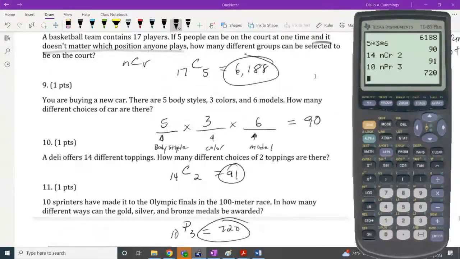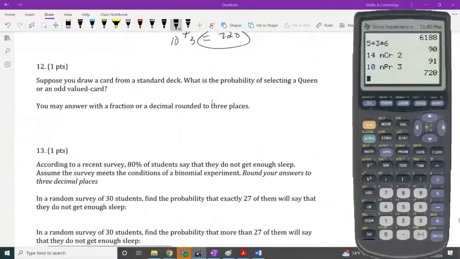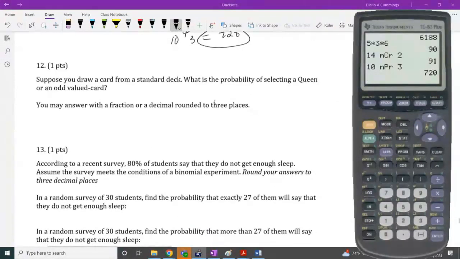All right, so any questions about those? All right, number 12 says, suppose you draw a card from a standard deck, find the probability of selecting a queen or an odd value card. Round the answer as a fraction or to 3 decimal places.